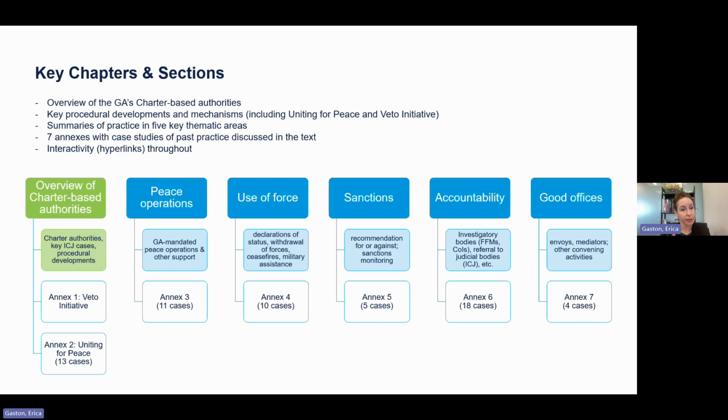So each of the emergency special sessions, as well as one of the regular sessions where UFP was invoked, and the original case that sparked the Uniting for Peace, which was the Korean context. So that's an overview of what you would find if you opened it up and how to use it as a manual. It's designed not to be read all in one piece, but to simply be able to go to whichever section is most interesting to you, relevant for whatever issue or historical memory you're looking for.